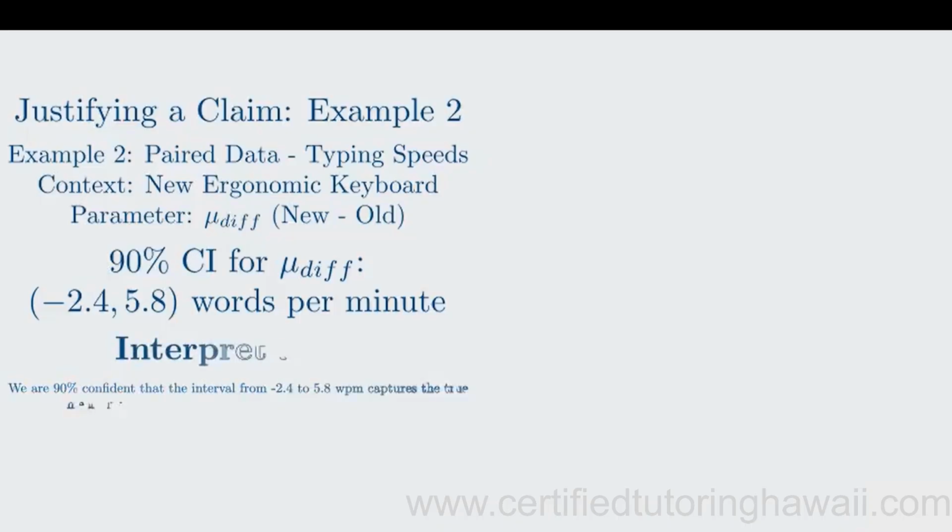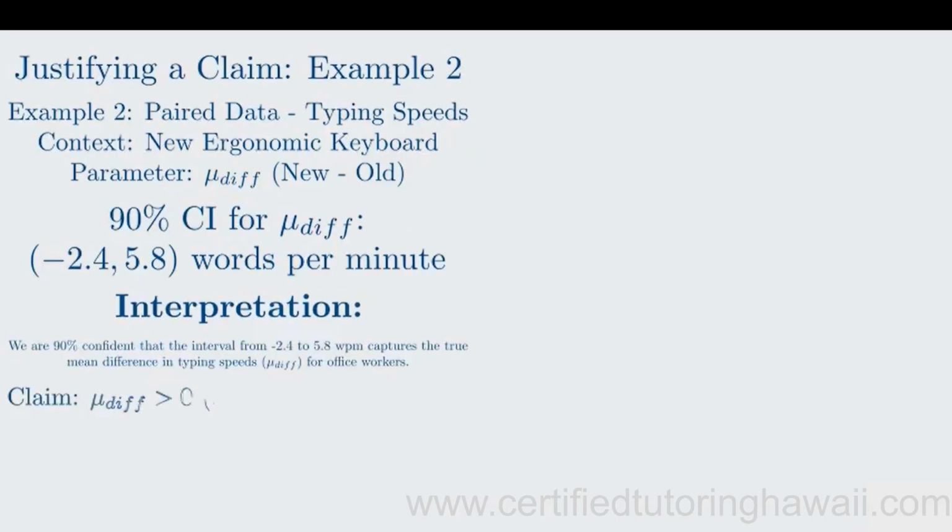Let's break this down. First, the interpretation. We are 90% confident that the interval from negative 2.4 to 5.8 words per minute captures the true mean difference in typing speeds for the population of office workers using these two keyboards. Now, for the justification. A consultant claims that the ergonomic keyboard increases typing speed. Do we have convincing evidence for this?